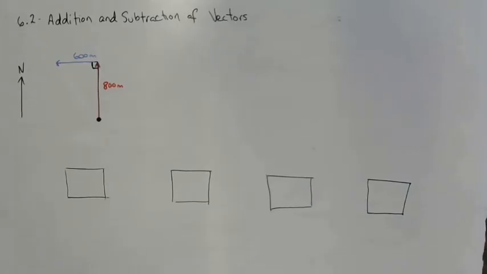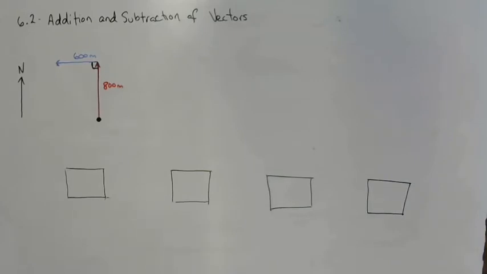Welcome to lesson 6.2, addition and subtraction of vectors. So far we have identified that a vector measurement is one that includes magnitude and direction. So we know the force that's being acted upon an object and the direction in which that force is being acted to or from. So I have a simple diagram here.